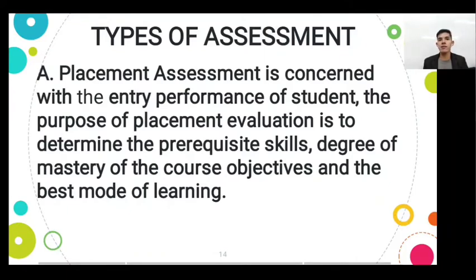So, number one is placement assessment. The placement assessment is concerned with the entry performance of the students, and the purpose of placement evaluation is to determine the prerequisite skills, degree of mastery of the course objectives, and best mode of learning. So, the placement assessment knows what level the student is. Inaalam doon kung ano na ba yung mga natutunan niya from his previous years of learning, yung mga prerequisites na dapat meron na siya, and kung ano ba yung best mode of learning na dapat doon siya mailagay.